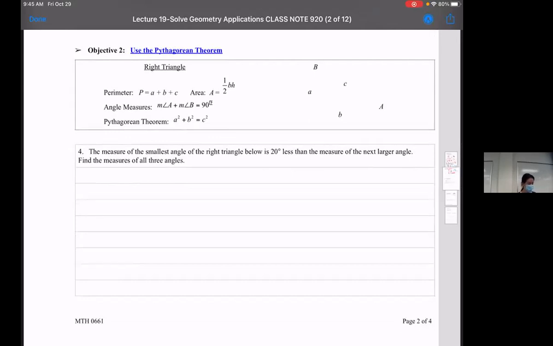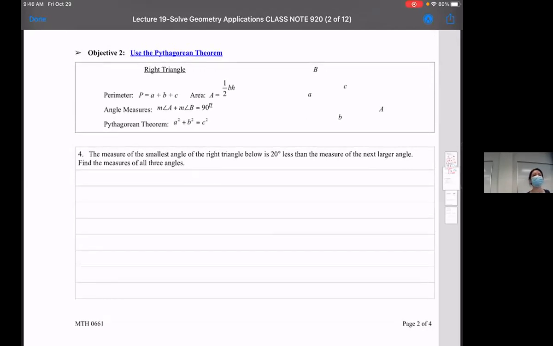Use the Pythagorean theorem for the right triangle. Has anyone seen the Pythagorean theorem before? High school. Now, what's special about the Pythagorean theorem? You can use it when the triangle has to be what? Right angle. Yeah, right triangle, right? You are only allowed to use the Pythagorean theorem when the triangle is a right triangle, meaning one of the angles is 90 degrees.